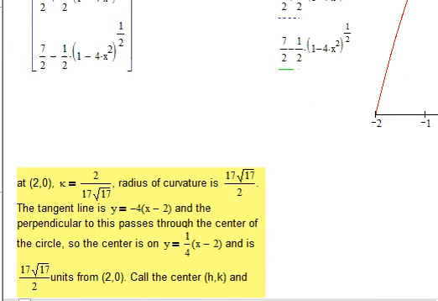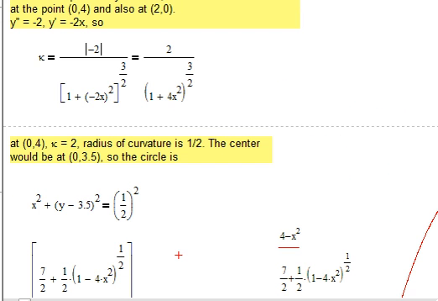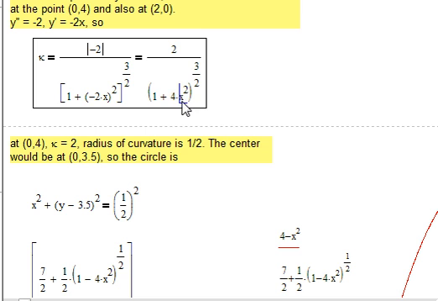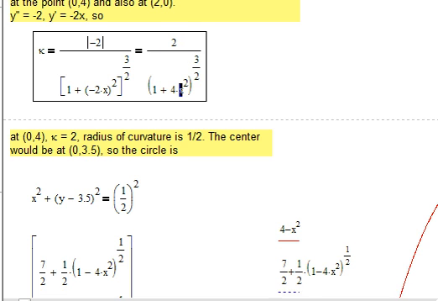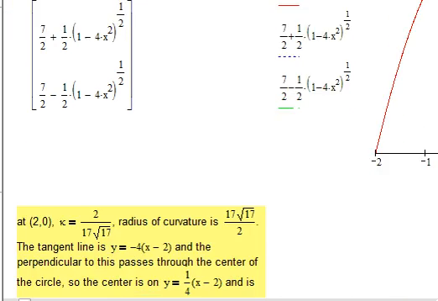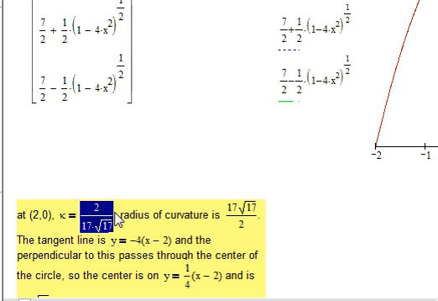Okay, at the point (2, 0), x is 2, y is 0, so we'd have to put a 2 in here for x, so that would be 17 to the 3/2, so it's 2 over 17 to the 3/2, 2 over 17 times square root of 17. Okay, that would be the curvature, kappa equals this number, and the radius of curvature would be 17 times square root of 17 over 2.